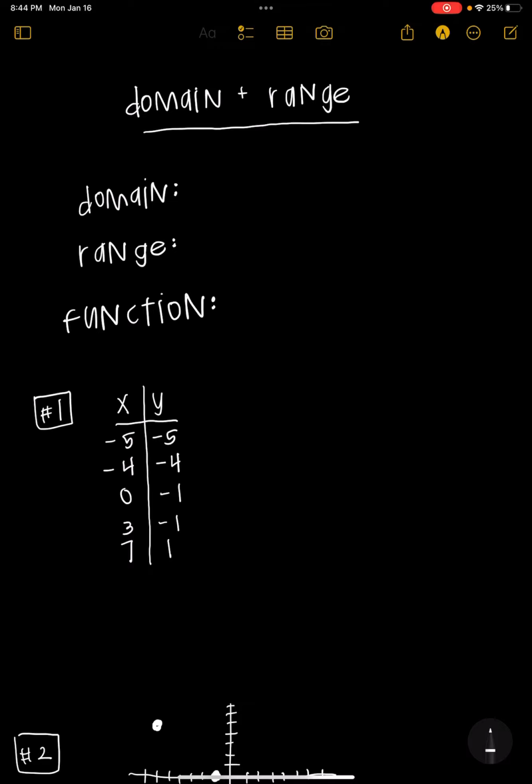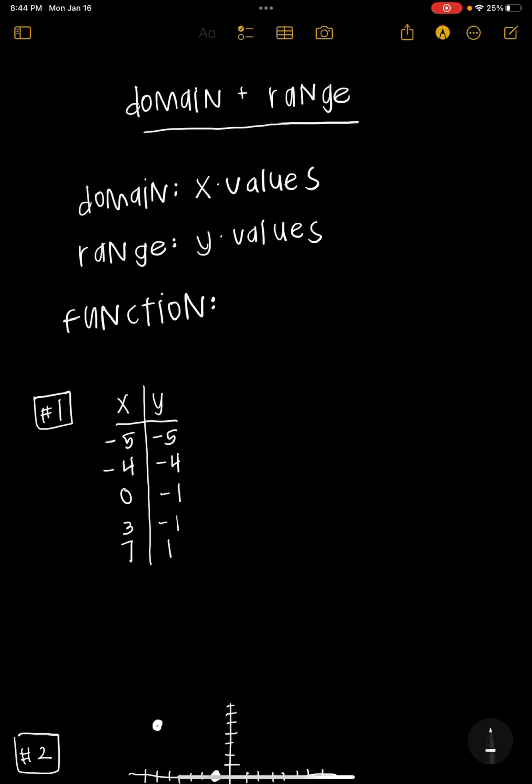Hi everyone. So we're going to be talking about domain and range today. The domain is a fancy word for all of the x values in a function. And then the range is a fancy word for all of the y values. So if I say find the domain, I'm actually asking for all of the x values. Then if I said find the range, I'm actually asking for all of the y values.